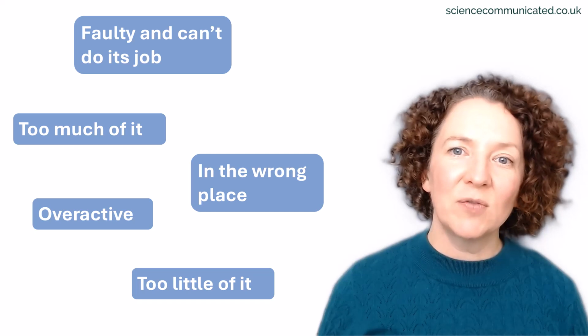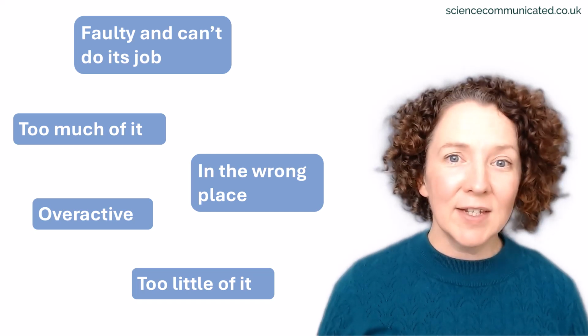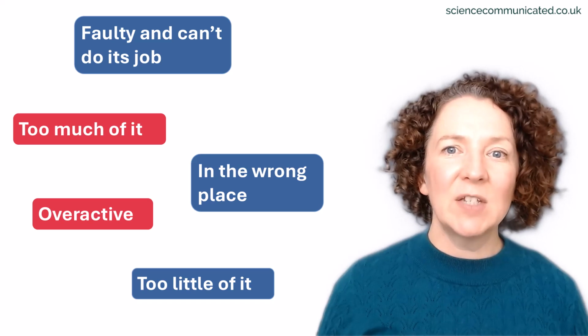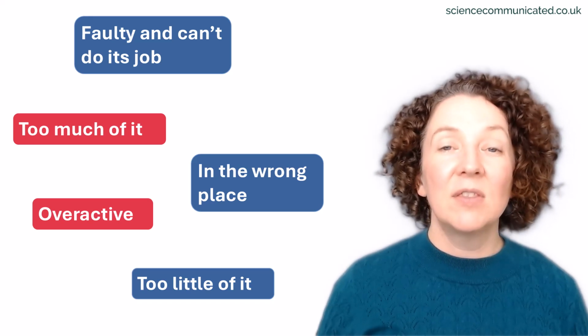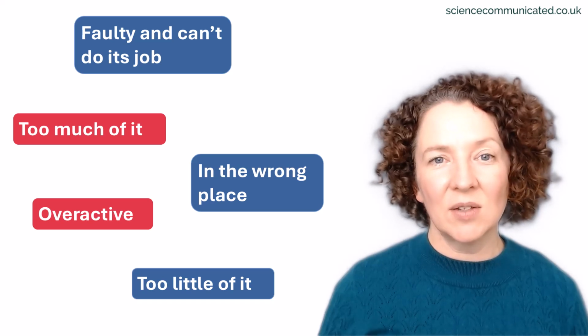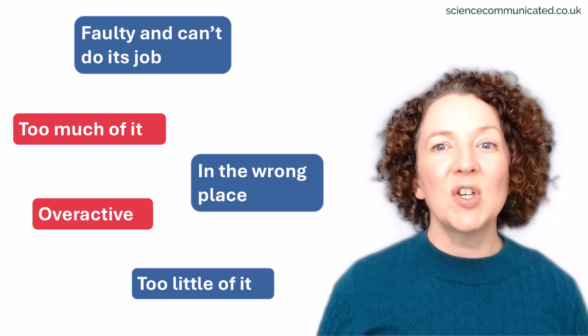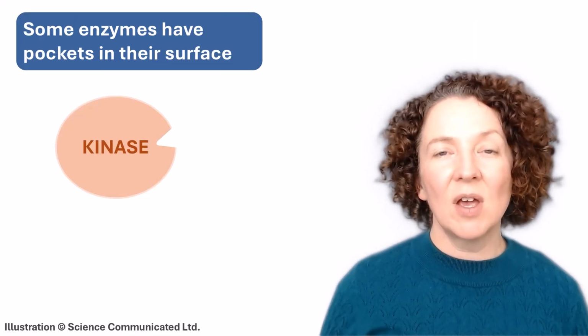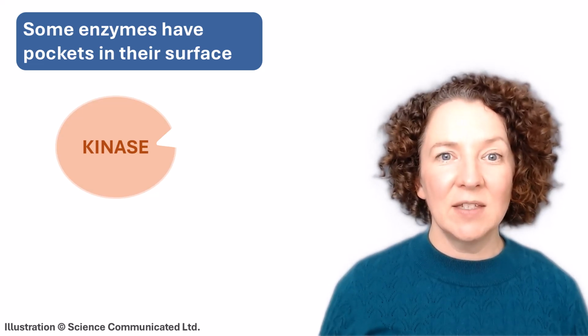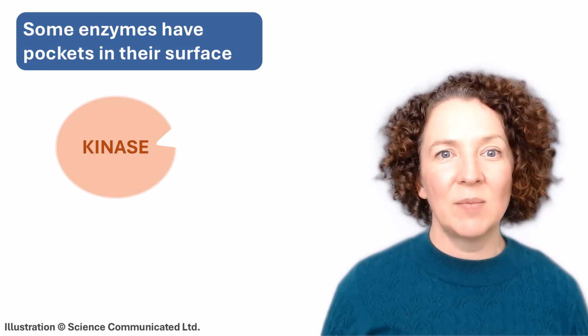Cancer cells often contain faulty enzymes. Maybe there's too much of one or too little. It's overactive, it's in the wrong place, it's doing the wrong thing. If an enzyme is faulty and overactive, there's a chance that by blocking it, we can cause the cancer cells to die. Some of the most powerful enzymes in our cells are the kinase enzymes, and they always have a little pocket in their surface that is essential for them to work.